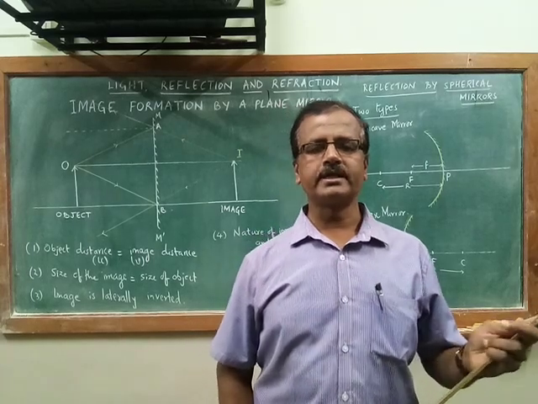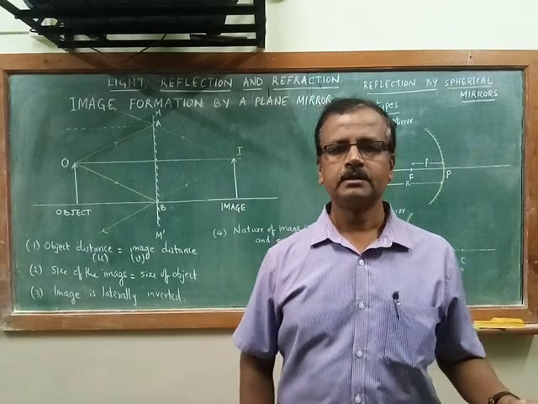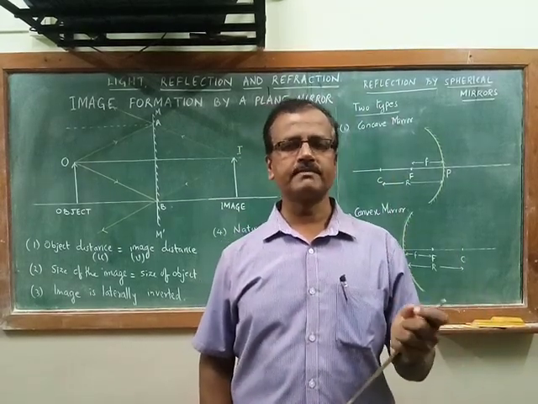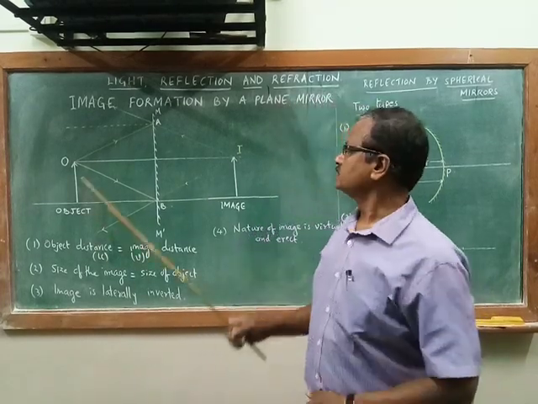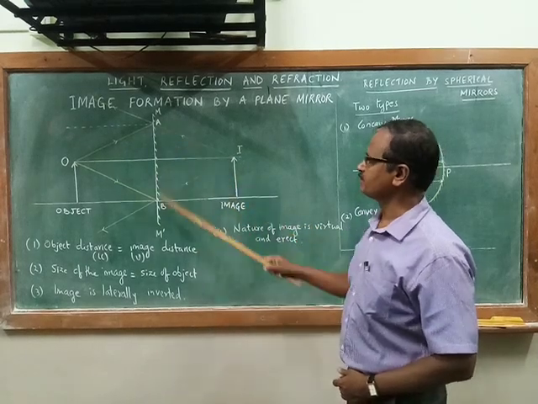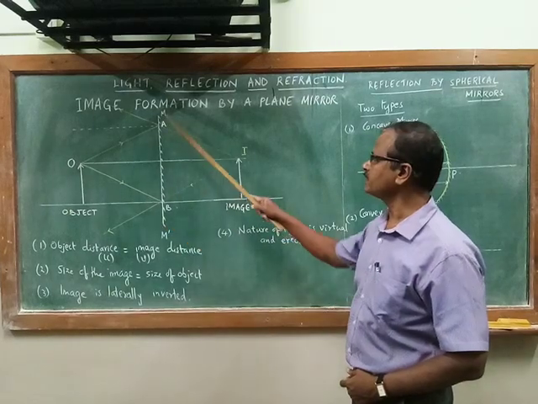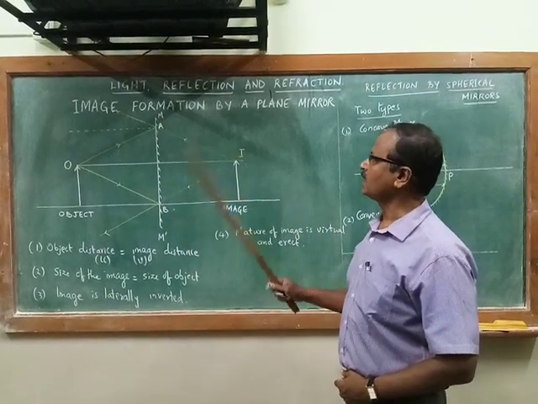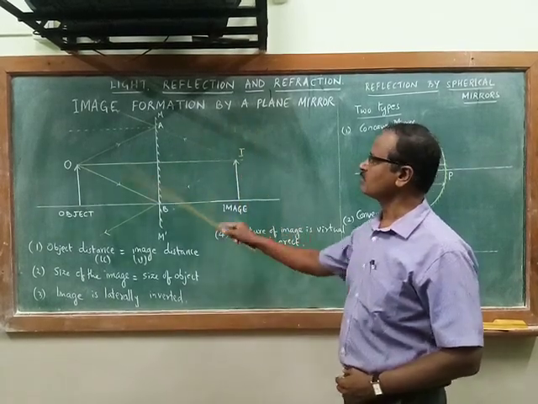Okay, now we will study image formation by a plane mirror. A plane mirror, as you know, forms an image the same size as the person. This is how we draw the symbol of a plane mirror, schematically. M dash represents a plane mirror. And how to draw the image of an object.